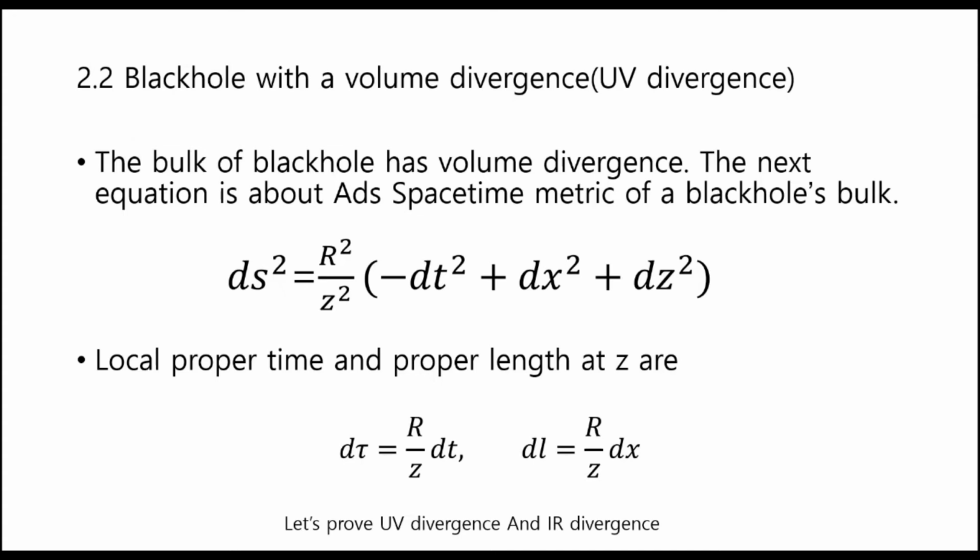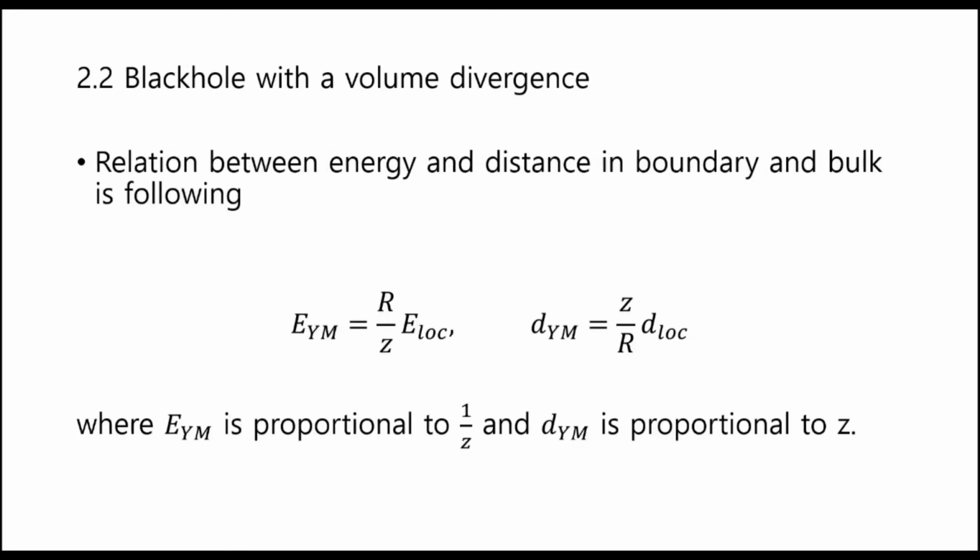The bulk of a black hole has volume divergence. The next equation is about the AdS spacetime metric of a black hole's bulk. Local proper time and local proper length z are like this. The relation between energy and distance in the boundary and bulk is the following, where Yang-Mills energy is proportional to 1 per z and Yang-Mills distance is proportional to z.